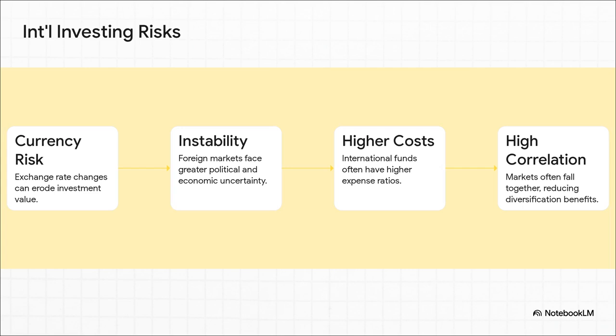Bogle highlighted 4 primary hurdles. The first is currency risk, where a strong U.S. dollar can directly eat into your returns from foreign stocks. Second is geopolitical instability, because international markets can and often do carry a higher degree of political and economic uncertainty. Third, you have higher costs, since international funds frequently come with greater expense ratios. And the final point, which is perhaps the most critical, is high correlation.